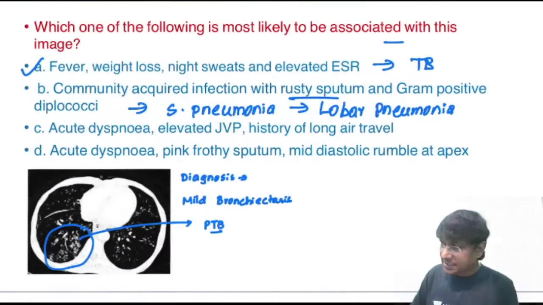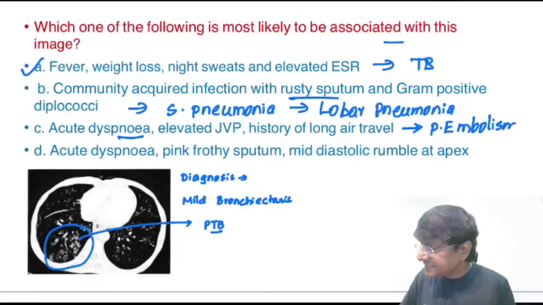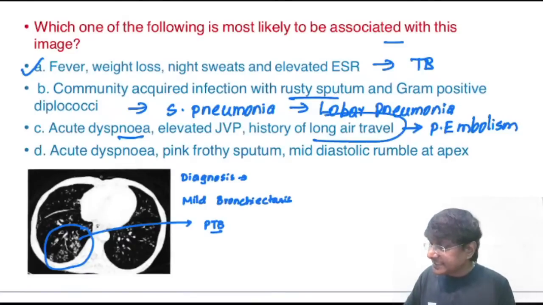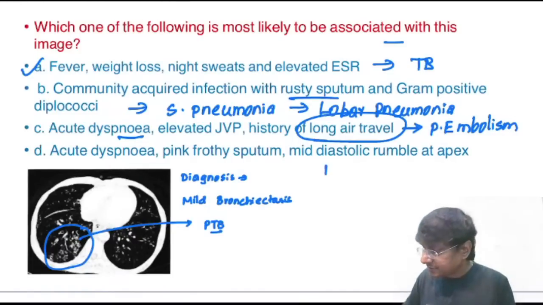The other options like acute dyspnea, elevated JVP, and history of long air travel. What is this suggestive of? This is suggestive of pulmonary embolism. But what is the predisposing factor for the development of pulmonary embolism here? That is long air travel causing deep vein thrombosis, and that can shower emboli. Then what about the fourth option?